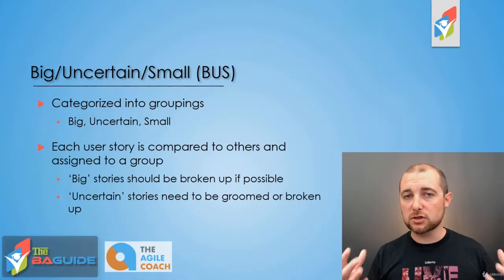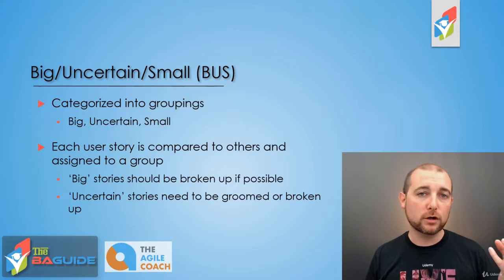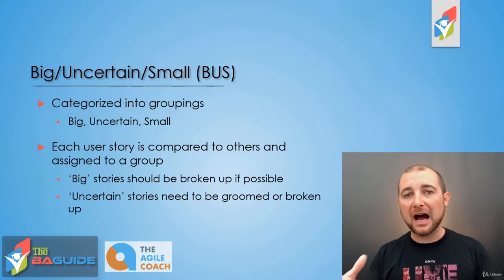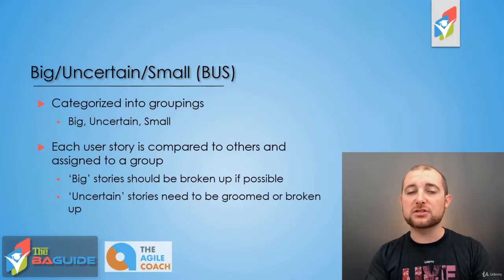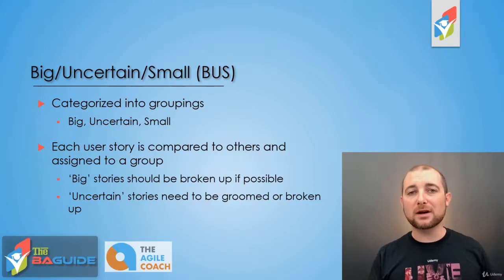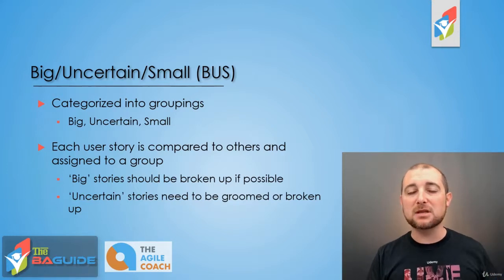The big, uncertain, small estimation technique has three buckets. You have a bucket for big user stories, a bucket for uncertain user stories, and a bucket for small user stories. All of the features, all of the items that are being estimated get placed into one of those three buckets. Ideally, you want as many features in the small bucket as possible. Those features are small and bite-sized and can be done in a relatively short amount of time.